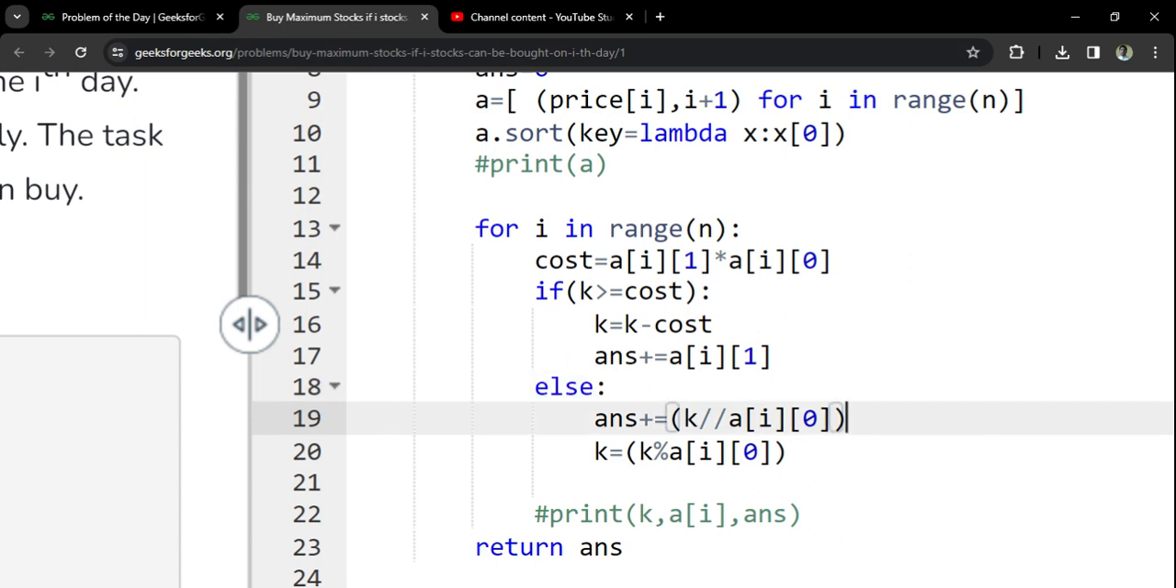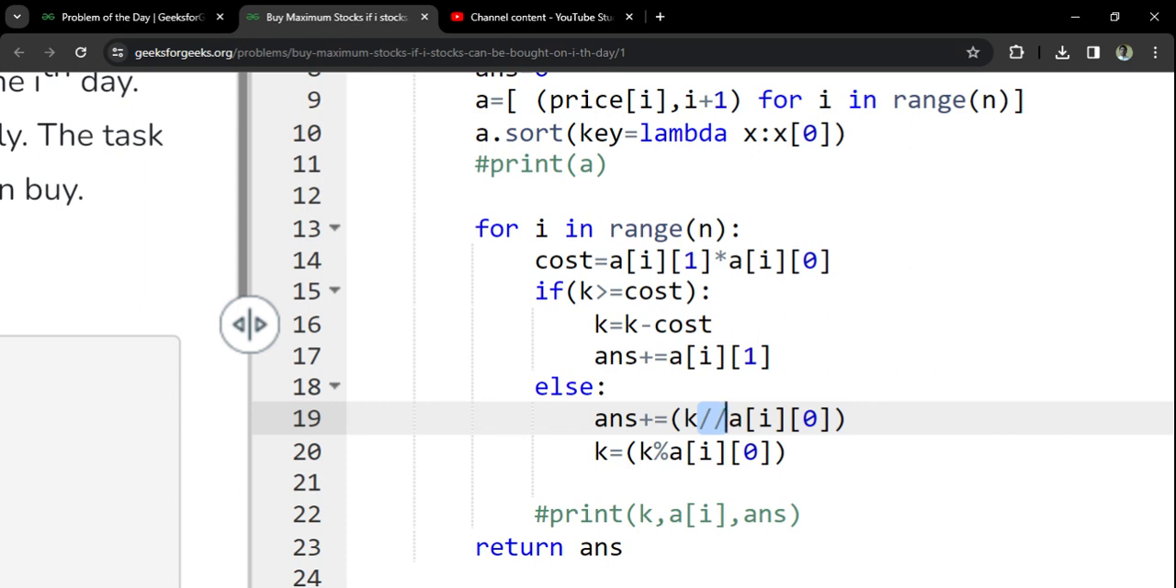In the else condition, what we're doing is called integer division. For example, if I do 5 double divide by 2, it will give the integer part of the answer. 5 divided by 2 is basically 2.5, but if you do this kind of division, it will give 2. That is the integer part of it. Why are we doing that?